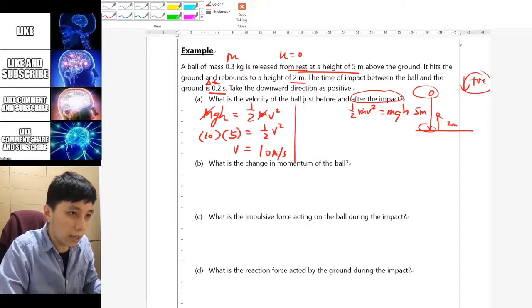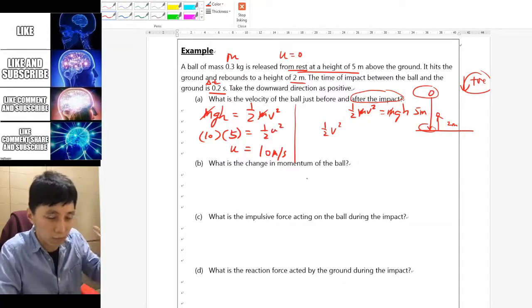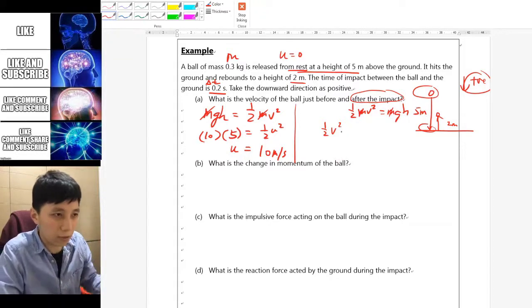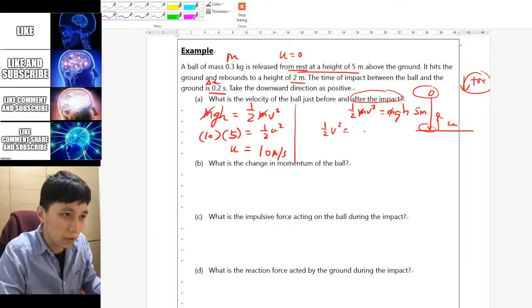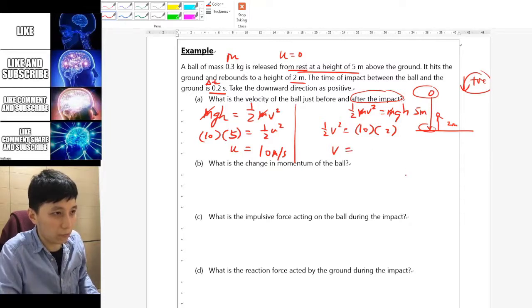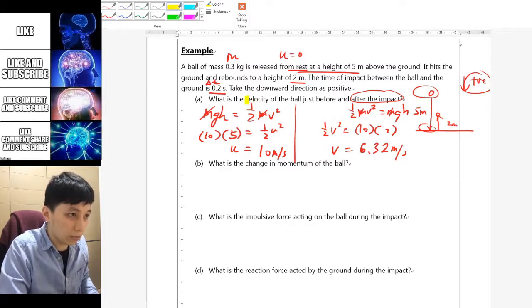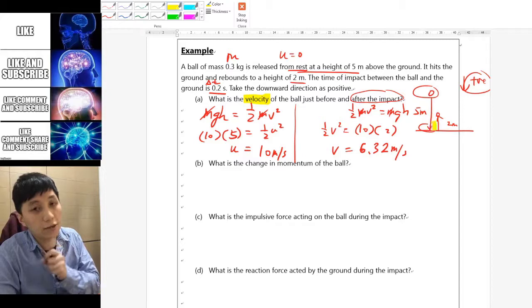So this time, once again, the m will cancel out, and this time it will be v squared, or I can actually use u, to make it easier to distinguish. So u is the one before the impact, v is after the impact, and then 10 times 2, because it goes back to 2 meters. So eventually you find out the speed would be 6.32 meters per second.